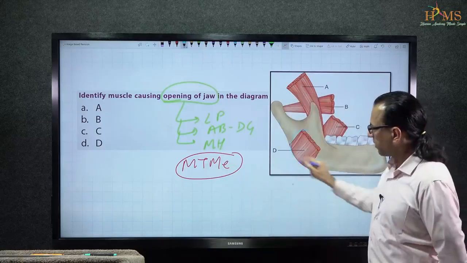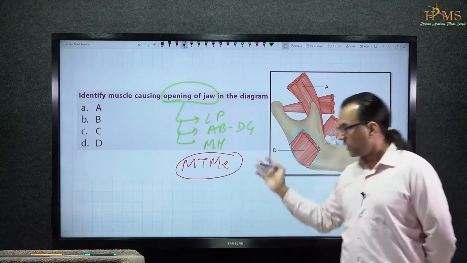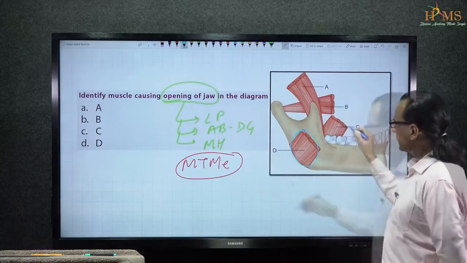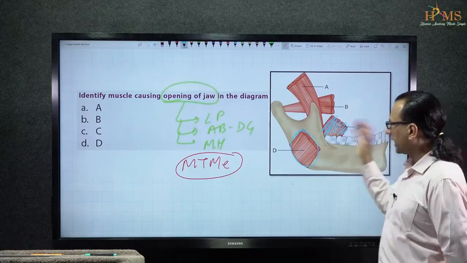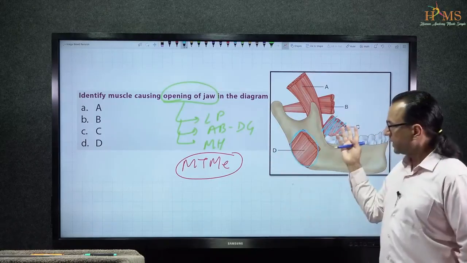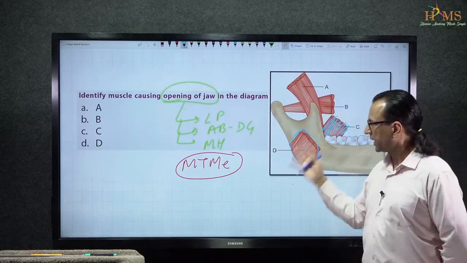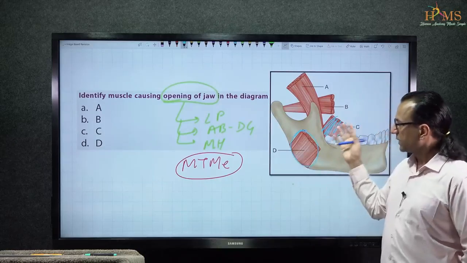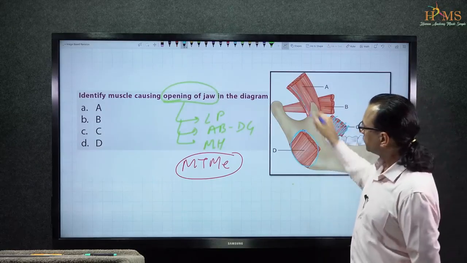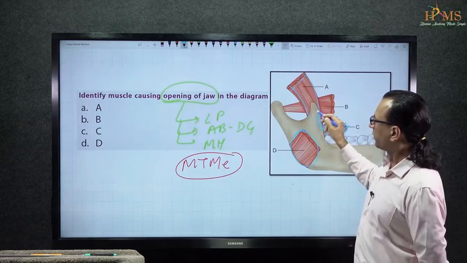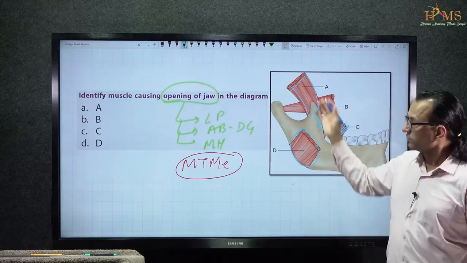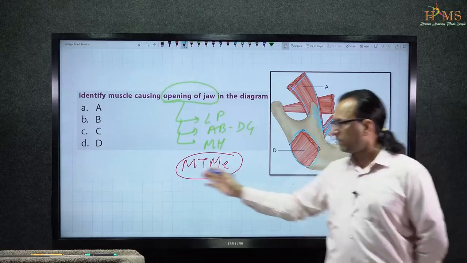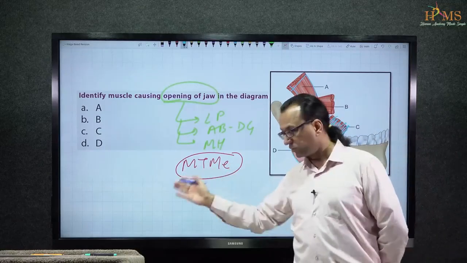This is the masseter muscle, which is inserted to the ramus of the mandible laterally, and this is the medial pterygoid muscle, attached to the ramus of the mandible but medially. So the medial pterygoid and masseter have the same insertion on the ramus of the mandible. One is lateral, one is medial. And along with the temporalis, which is inserted to the coronoid process of the mandible, these are the MTM elevators. They elevate the mandible and close the mouth.